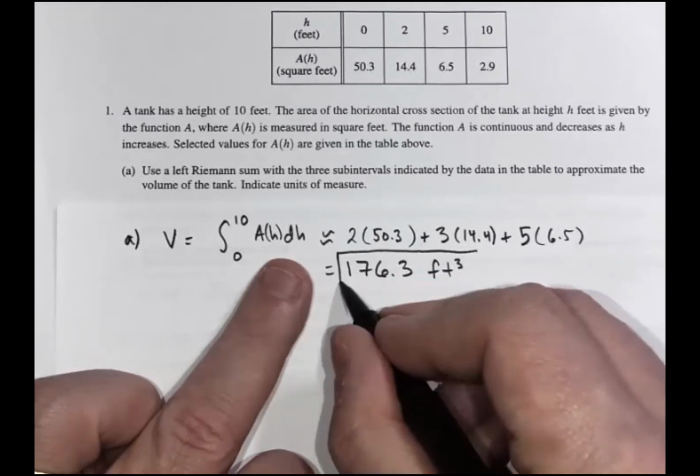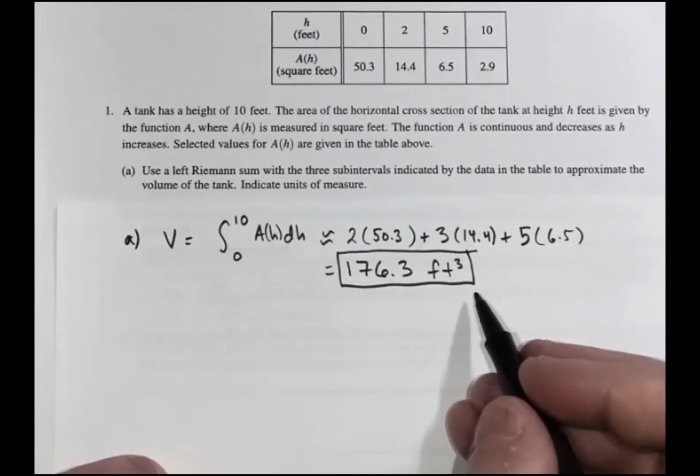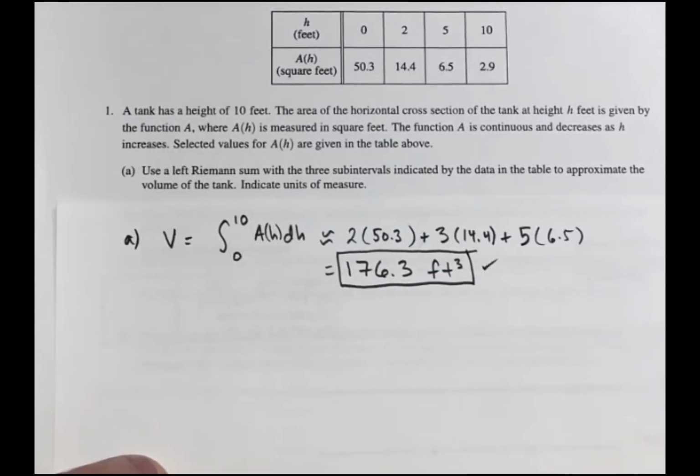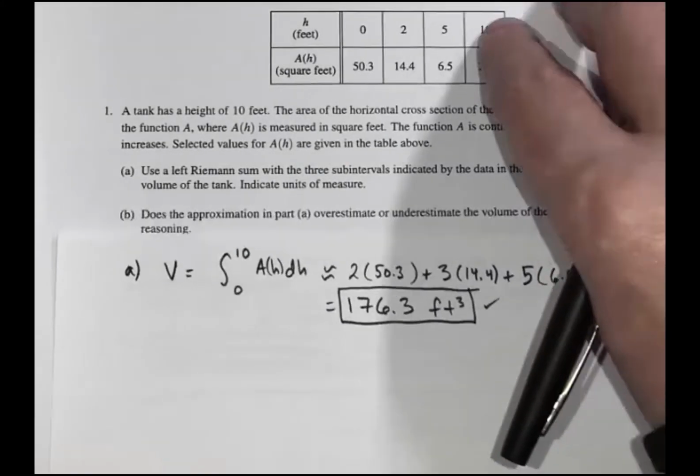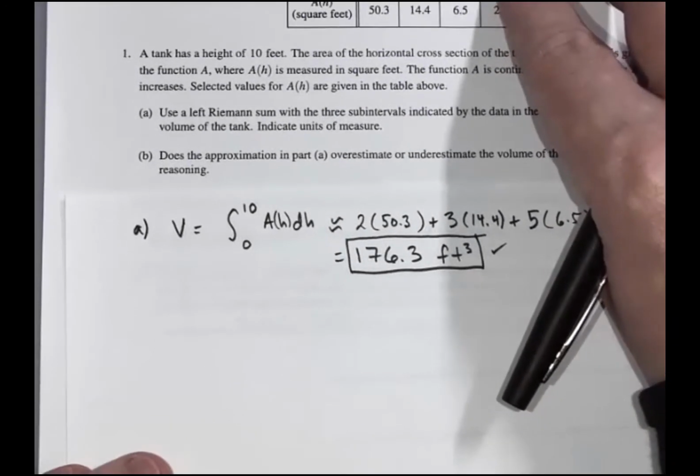And since we were adding up square feet multiplied by feet, we are getting cubic feet. Not much of a shock, right? Because we were expecting to get a volume out of this problem. So there's the answer to part A. Okay, moving on to part B.